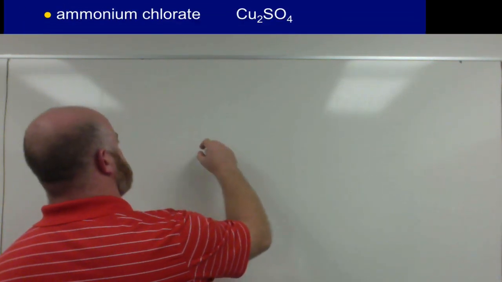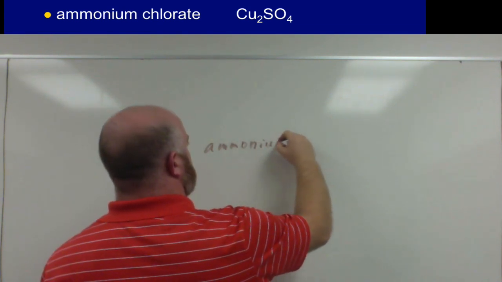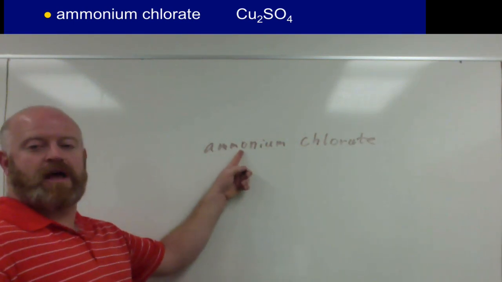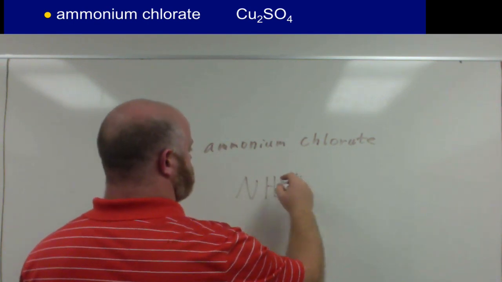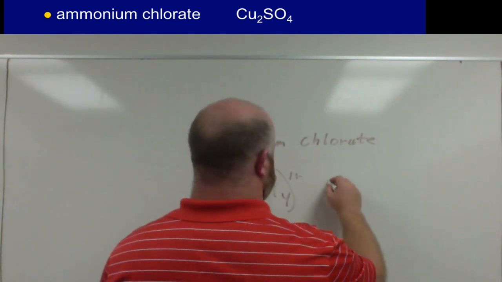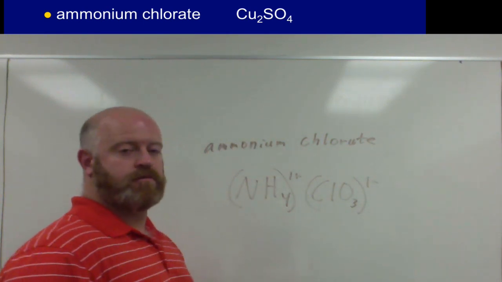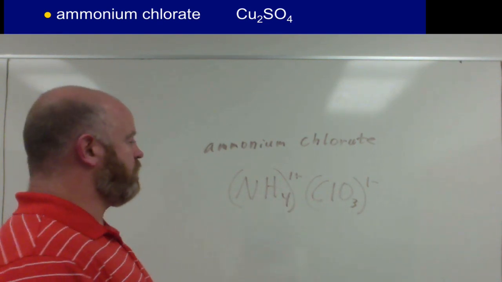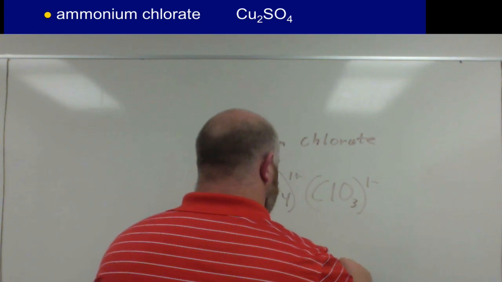Ammonium is one of our polyatomic ions. It's NH4 with a 1+ charge. Chlorate is another polyatomic ion, ClO3 with a 1- charge. I have a 1-to-1 ratio, so I don't need to put any subscripts on this. So my final answer would be NH4ClO3.